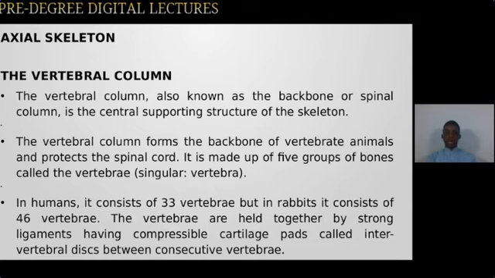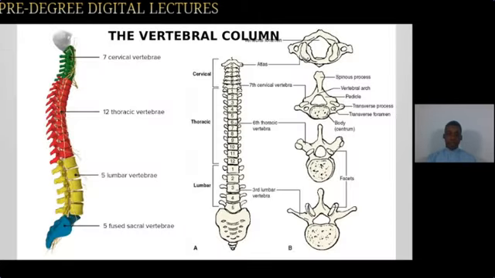So in humans, the vertebral column consists of 33 vertebrae. But in rabbits, it consists of up to 46 vertebrae, and you should know the reason why. Rabbits have a tail. In rats, it will consist of an even slightly higher number of vertebrae because of their long tail.